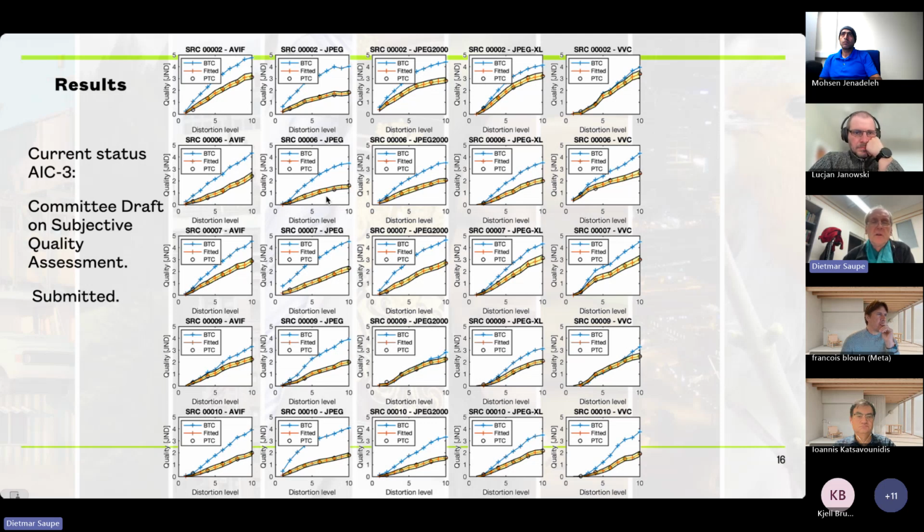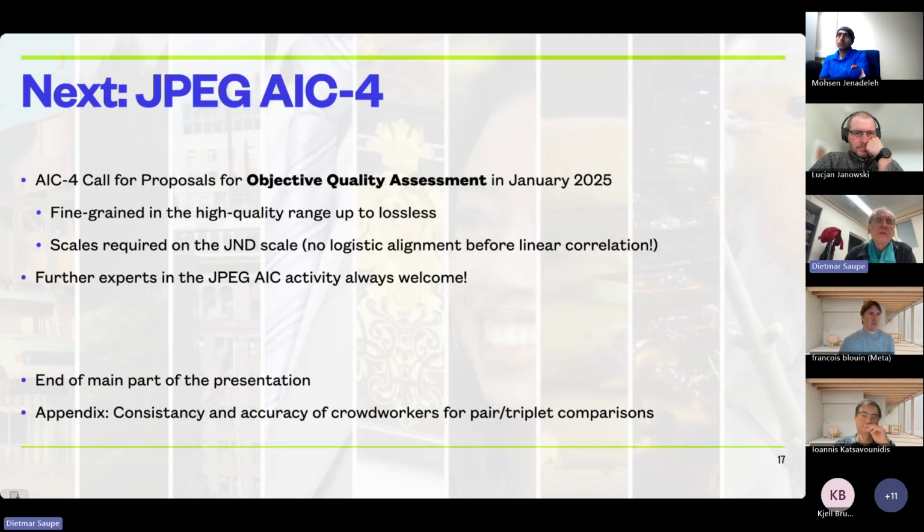Okay, so this is one of the final results, and it is in the committee draft on subjective quality assessment, which has been submitted for standardization under ITU. Okay, and then what's next? The next step would be JPEG AIC-4.